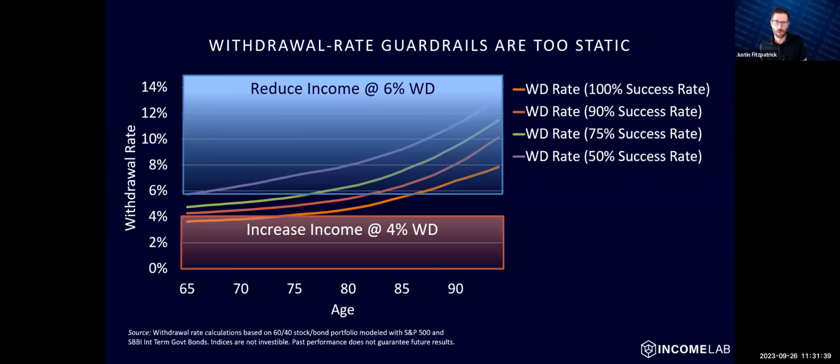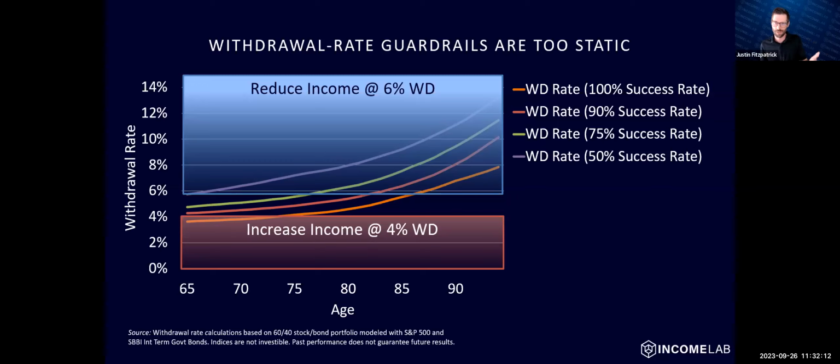Just to go over the first one, why not updating withdrawal rate guardrails is such a big problem. The risk of a given withdrawal rate, again, in a plan with only withdrawals in it and flat inflation-adjusted withdrawals, is not the same as you age. So whatever your success rate that you'd like to maintain, whether it's 50 or 100, you'll see that you can withdraw more and more as you age because, of course, your plan is getting shorter and shorter.